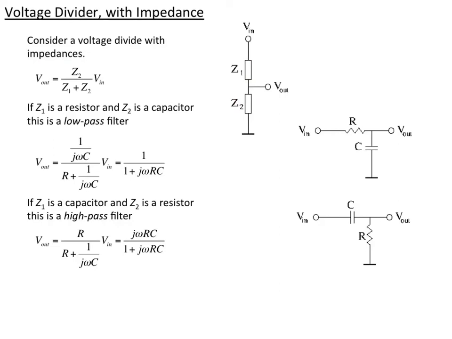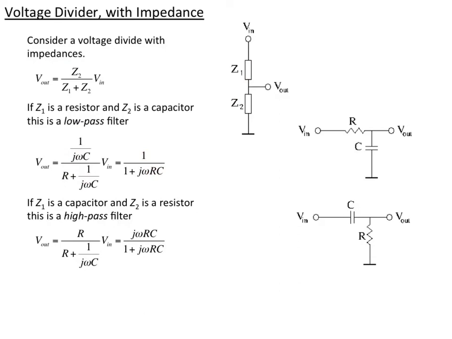So let's see what happens. Z2 is a capacitor, so I plug in 1 over j omega C there, and then I plug in the sum on the bottom. Now if I multiply through by j omega C, I have 1 on the top, I have 1 from this term, and then I have j omega RC in the bottom, and you see that when omega is very small, this is 1, but when omega is very large, I have a very small factor getting through, and that's why it passes the low and it doesn't pass the high.